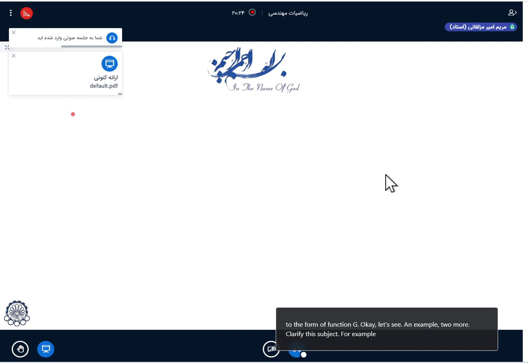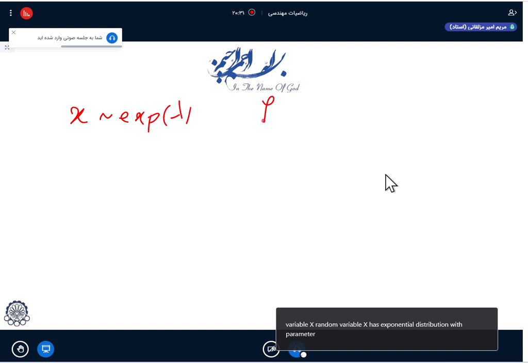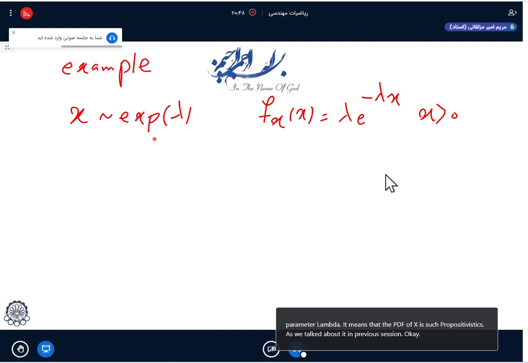Okay, let's see an example to clarify this subject. For example, suppose that we have random variable x. Random variable x has exponential distribution with parameter lambda. It means that the PDF of x is like this for positive x, as we talked about in the previous session. In this example, we know that x is a random variable with exponential distribution, so the PDF of x is like this.